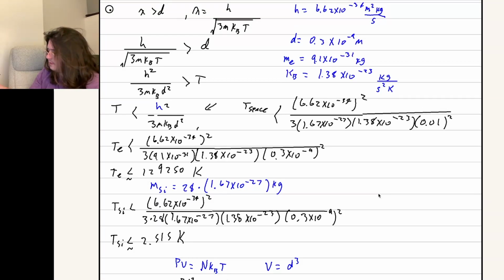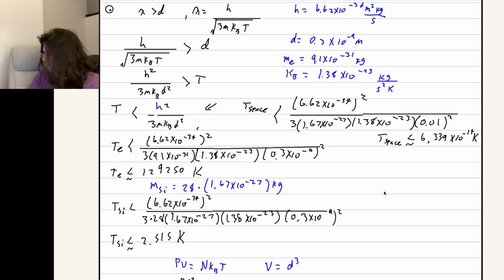Plug that into your calculator for the last time, and you'll find that hydrogen in space, if you want to treat it as a quantum system, has to be colder than 6.339 times 10 to the minus 14 Kelvin. So colder than you could ever get, pretty much. So yeah, weird problem.